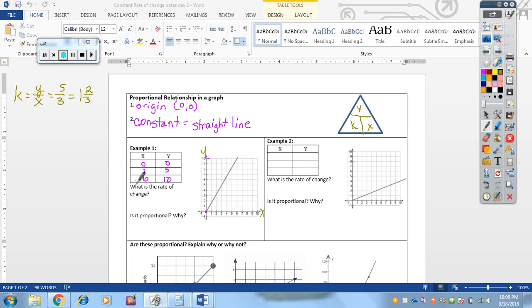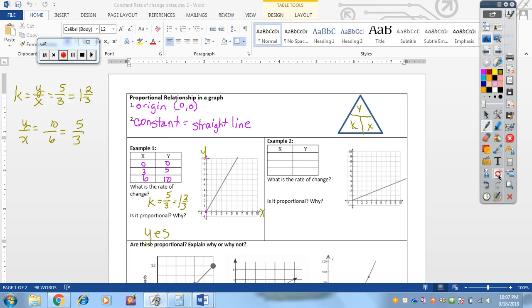The next x and y is 10 over 6. If I simplify that, that simplifies to 5/3, doesn't it? So do I have a constant? Yeah. K is 5/3, or 1 2/3. The funny thing is, improper fractions are okay for the constant sometimes. So is it proportional? Does it go through 0, 0? Yep. Is it a straight line? Yes.